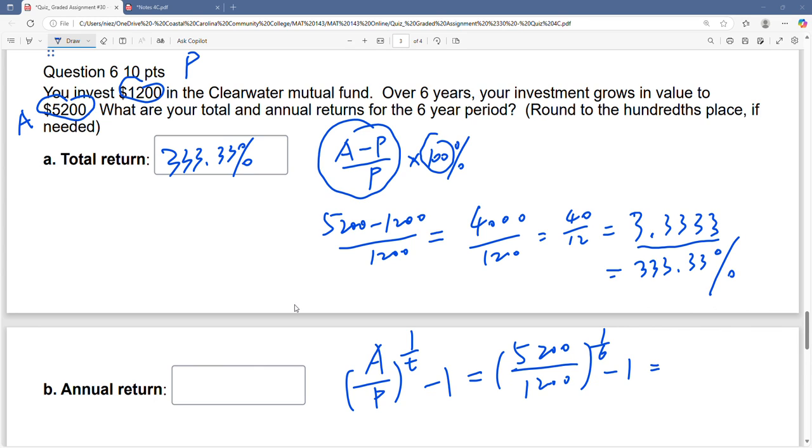So it's 0.2768, okay, forget the decimal. And then convert to percentage. That means it will become 27.68%.